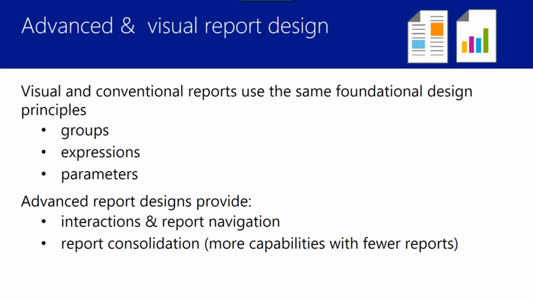Advanced and visual report design. Visual and conventional reports use the same foundational design principles. Highly visual reports that are based on charts, scorecard indicators, spark lines, the kinds of things we're going to get into next week, are really based on the same fundamental design principles as more textual reports, table and matrix reports that we've been working with and will work with in the next couple of modules. Those foundational principles and building blocks include groups, expressions, and parameters. I'll add to that list actions and interactions which allow you to navigate and interact with reports.